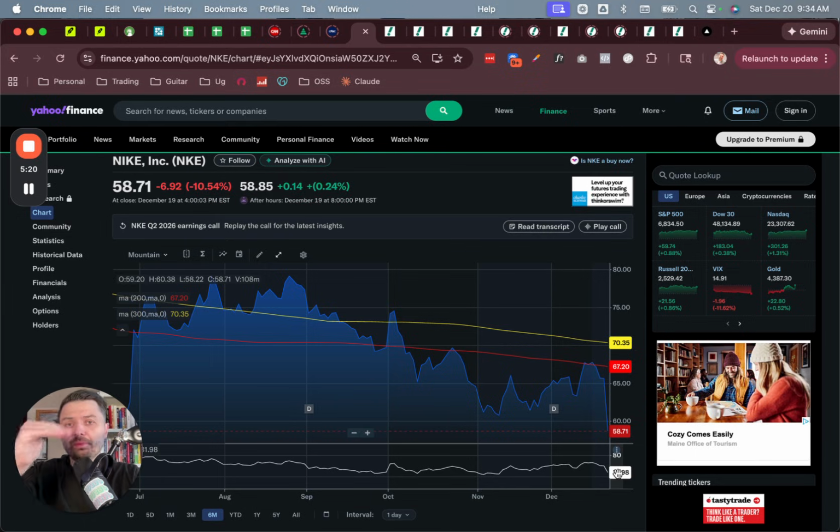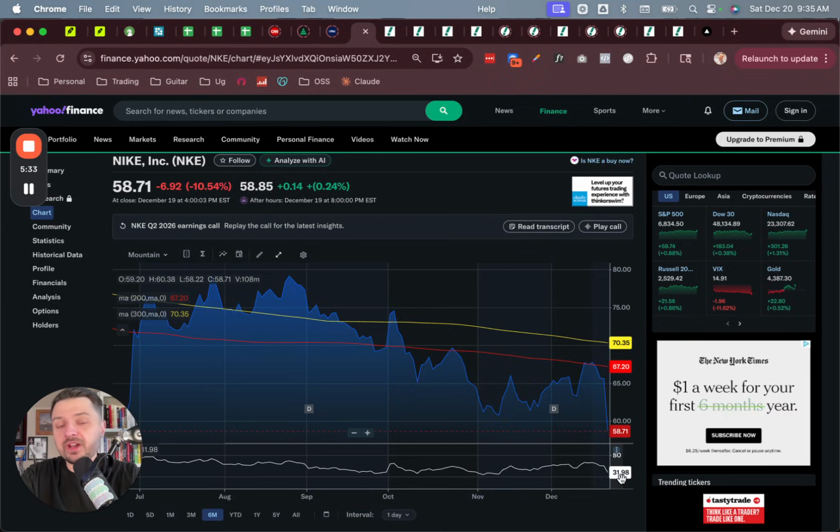50 is the middle point for an RSI, right? If it starts going above 50, it starts getting overbought, right? If it starts going below 50, it starts getting oversold, okay? So, for example, at 31, that is a fairly heavily oversold stock. What does that specifically mean for us? Well, that means that a lot of people are pouring out of it.